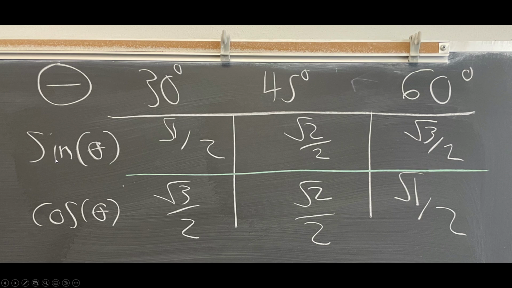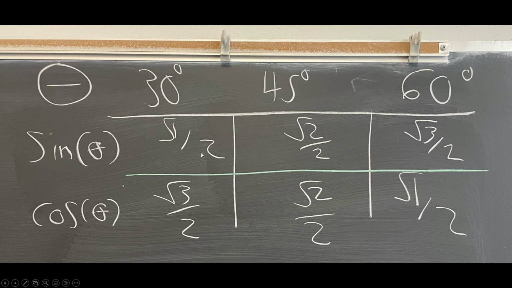If you ever have sine of 30 degrees, that's the same thing as square root of 1 divided by 2. Sine of 45, you could substitute that with the fraction square root of 2 divided by 2. And then sine of 60 degrees, you can take the value square root of 3 times 1/2, or square root of 3 over 2.